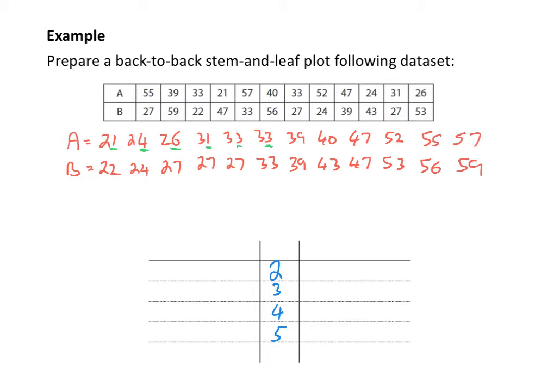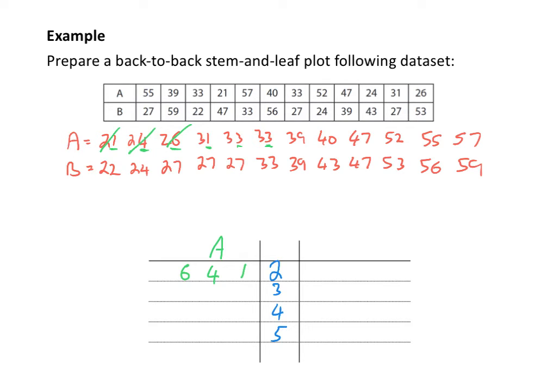So for my first data set, A, it's going to go on my left-hand side. And this time, a little bit different to a single stem and leaf plot, I'm going to arrange each row of numbers corresponding to each stem in ascending order, this time going from right to left. So having a look at my 20s, I've got 21, 24, and 26. So going in ascending order from right to left, my leaves are going to be 1, 4, and 6.